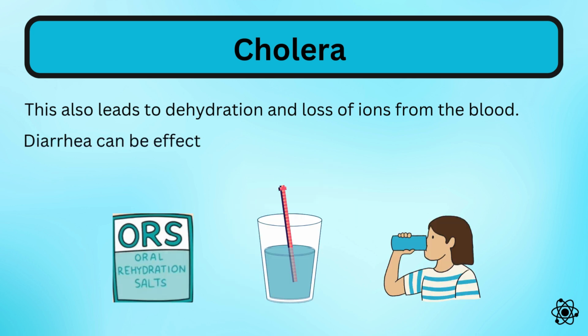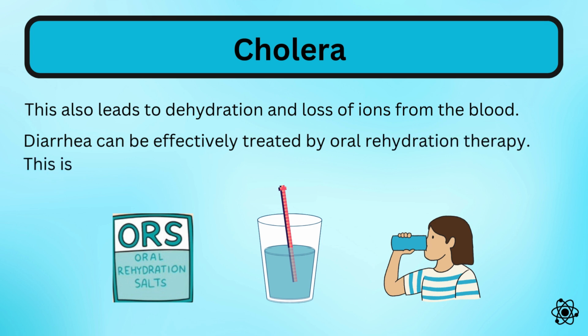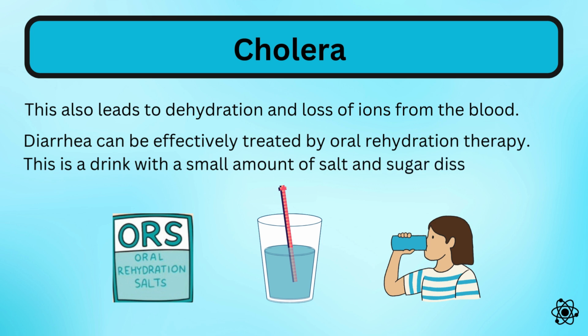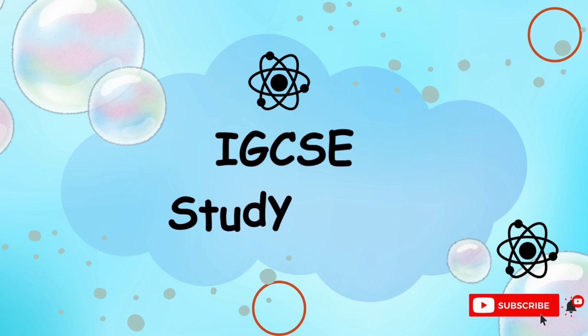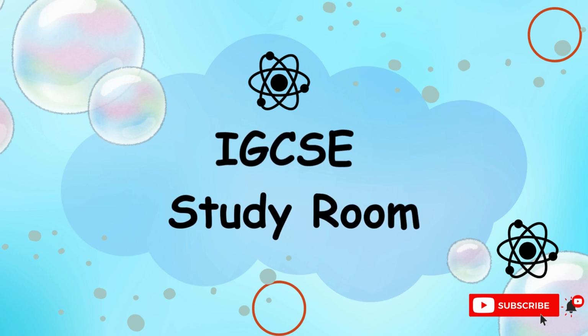Diarrhea can be effectively treated by oral rehydration therapy. This is a drink with a small amount of salt and sugar dissolved in it. So that concludes Chapter 10, Diseases and Immunity.